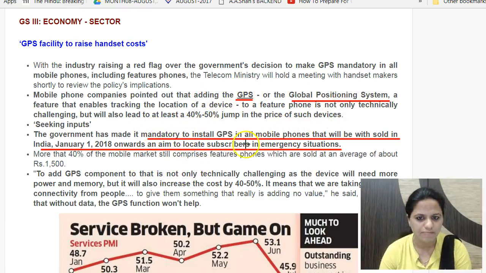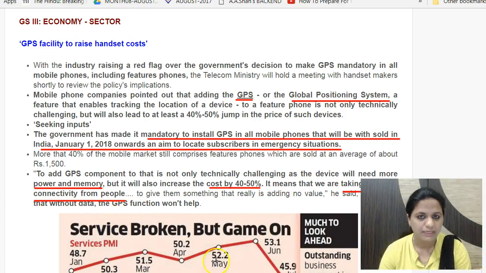This is a huge number of people who buy basic phones, and such devices do not have GPS capability. If GPS capability is brought in, it will increase the cost, because power consumption would be more and the memory requirement would be more. They say the cost of such phones will increase by about 40 to 50%. So this will take people away from connectivity. You will make mobile phones costlier for people, and people will not have telecom connectivity too. This is the reason being provided.